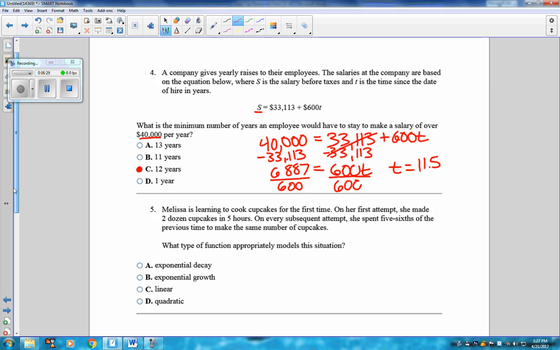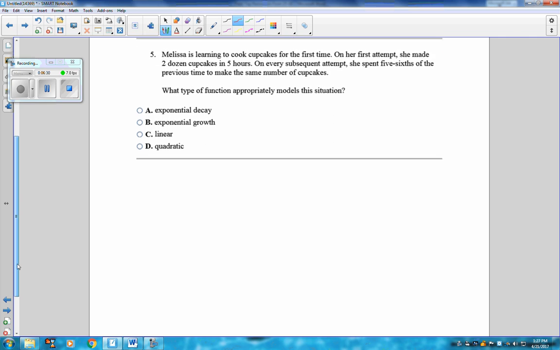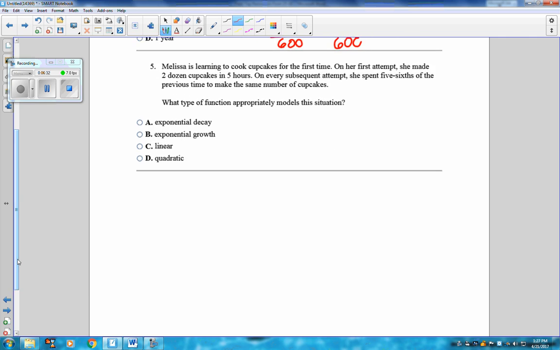Problem 5 says Melissa is learning to cook cupcakes for the first time. On her first attempt, she made 2 dozen cupcakes in 5 hours. On every subsequent attempt, she spends 5/6 of the time previous to make the same number of cupcakes. What type of function approximately models this situation?